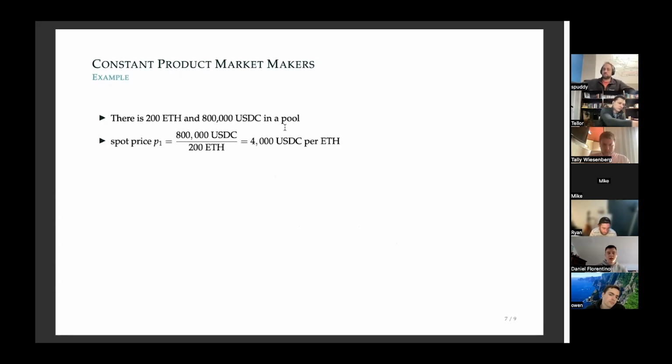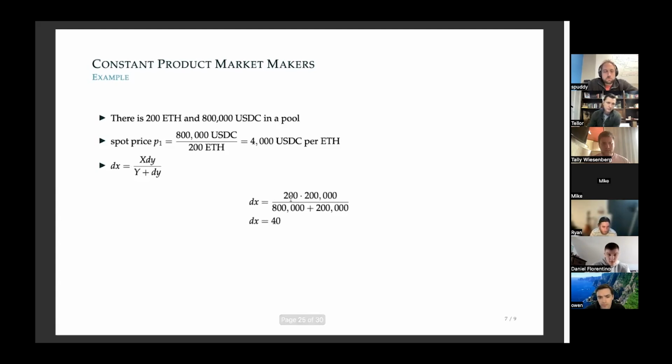But suppose you have 200,000 USDC and you want Ether. Well, we can figure out how much Ether we're going to get from the equation we rearranged earlier. So if we plug in what we know, that there's 200 ETH in the pool right now, there was 800,000 USDC, and we're putting in 200,000 more, we're going to get 40 Ether out of the pool.